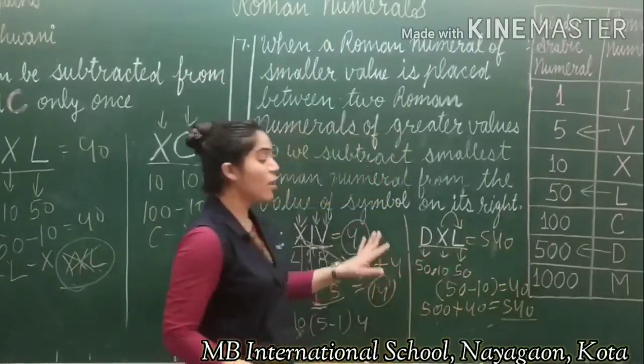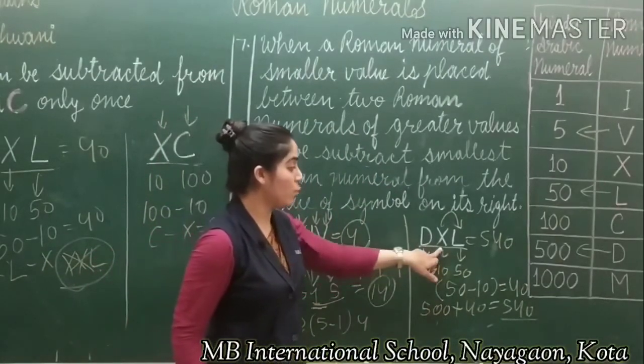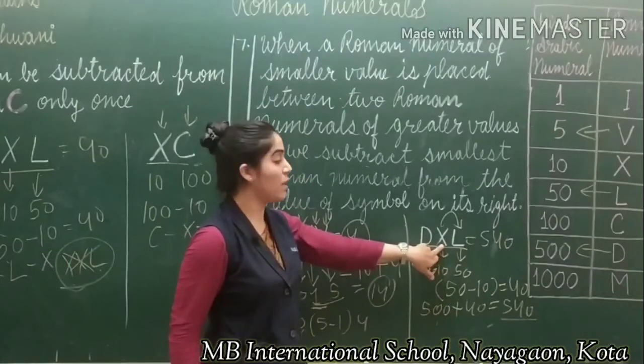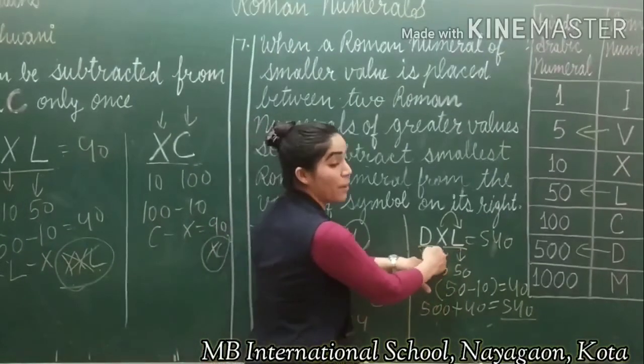So the rule says when we have more than 2 Roman numerals, and the one placed in between is the smallest, we subtract the in-between Roman numeral from the right-side number, which is placed to the right of the in-between number.